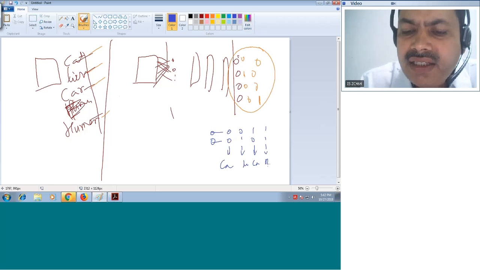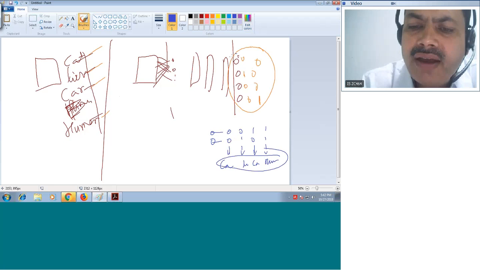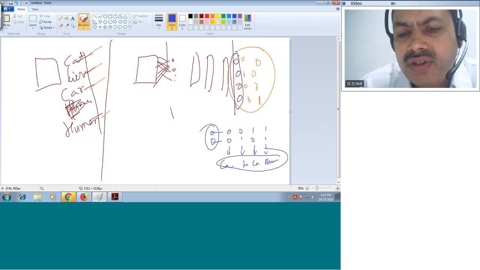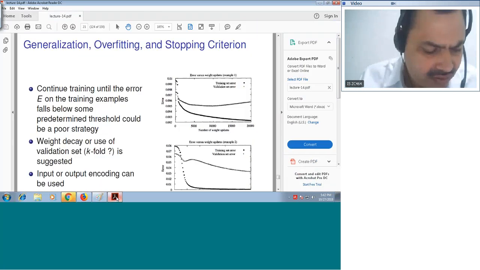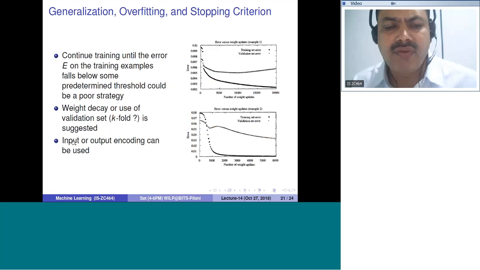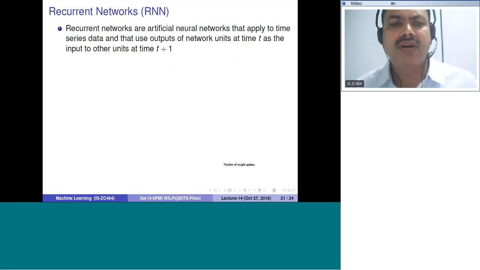If you go like this, you need not have 4 outputs. You only need a small number of outputs, 2, and you can do the same work. This is called output encoding. So sometimes it is better to go for input and output encoding. Then we would also see one concept called the recurrent neural network.